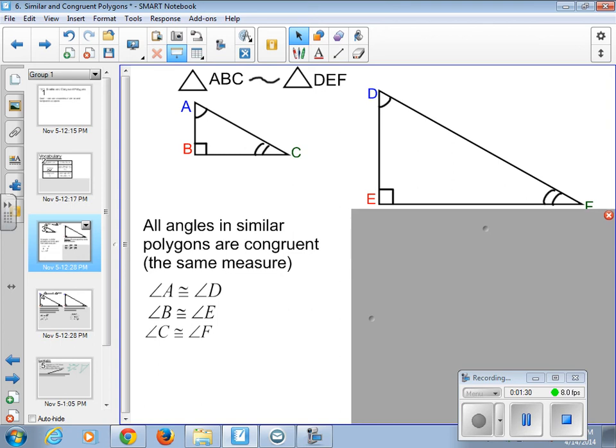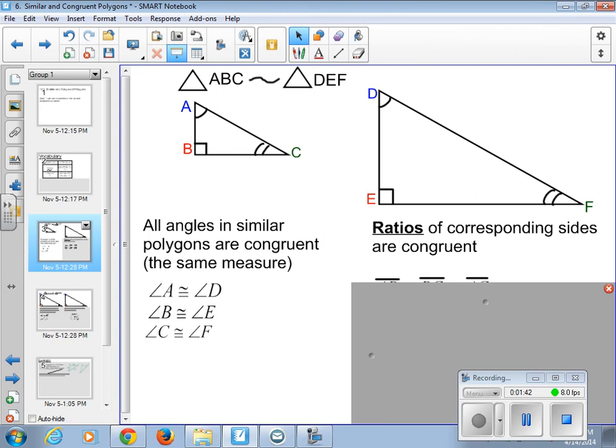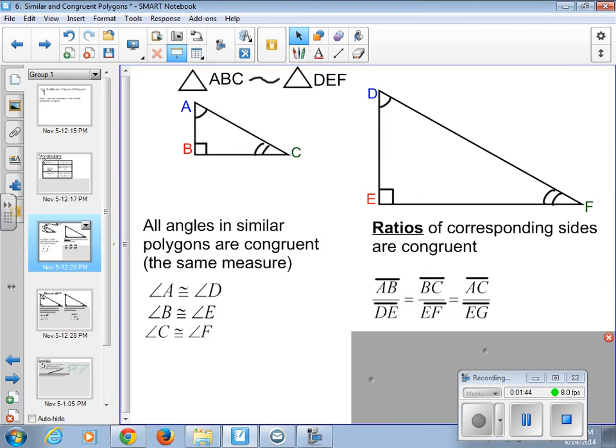We should probably cover up like that. There we go. All right, so there is the writing. Angle A is congruent to angle D, angle B is congruent to angle E, angle C is congruent to angle F. In similar polygons, ratios of corresponding sides are congruent. We write it like that.